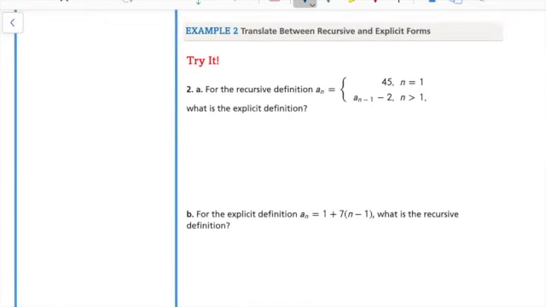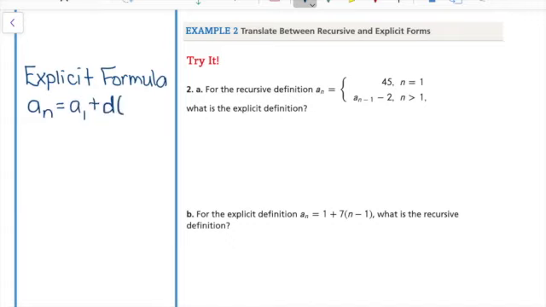So for the recursive definition, what is the explicit? So maybe we need to know what the explicit formula is. It is a sub n equals a sub 1 plus d times n minus 1. Notice that's a lot of the same numbers as before. And to switch forms, it's still the same thing that we need to know the difference in. So the first term is 45. The common difference, remember, is right there, so that means it's negative 2.